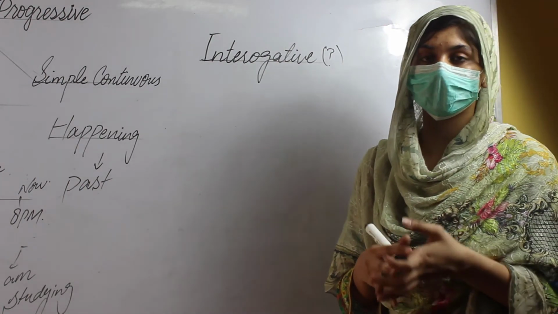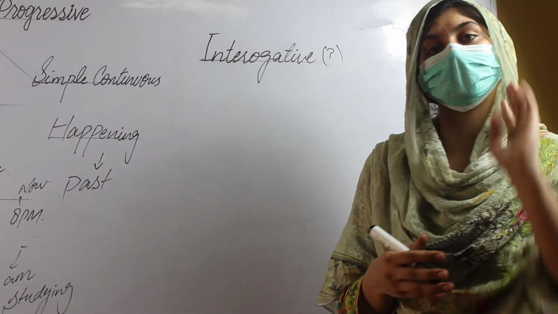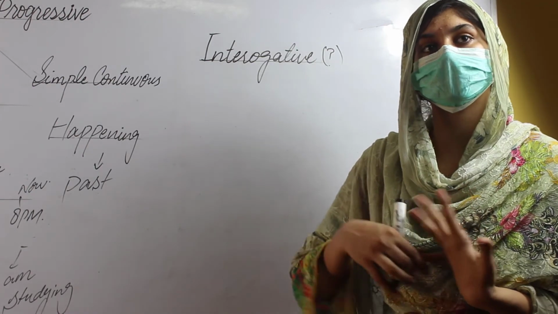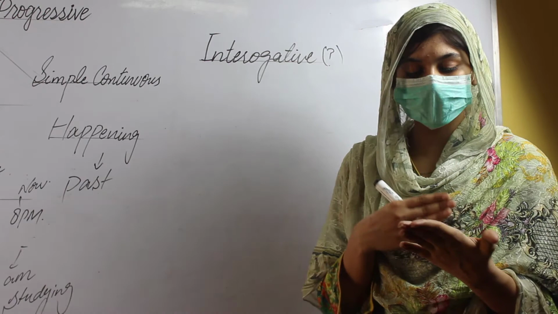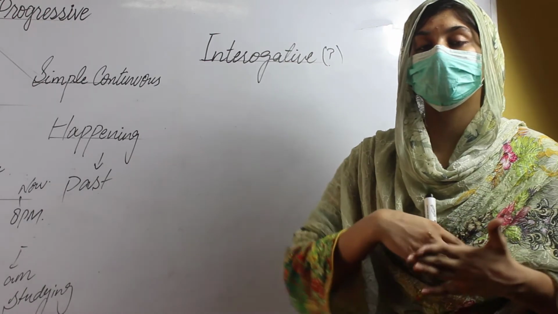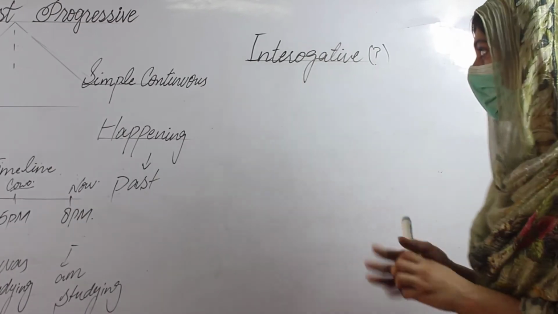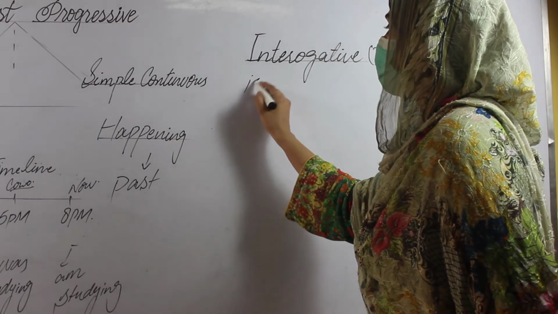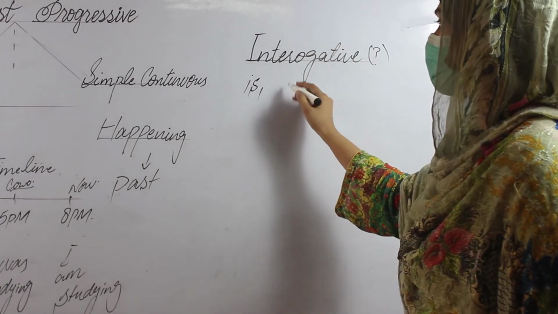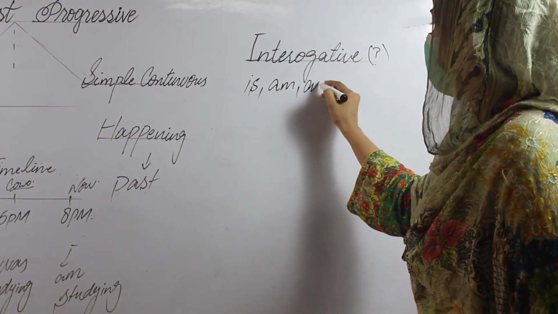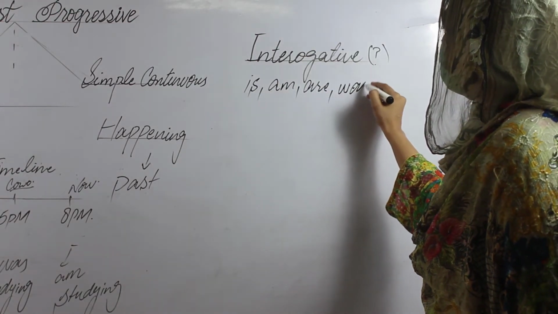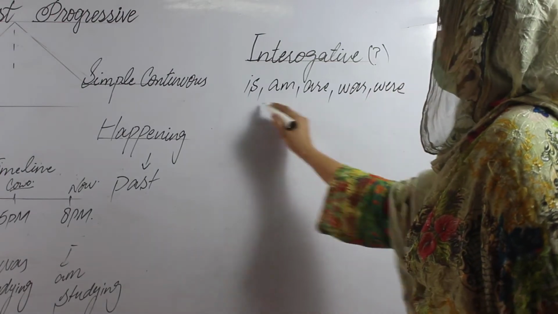But just for example, for the misconception, there is no question mark at the end of your statement. How can we guess that this one is an interrogative one? We can guess with the helping verb that comes at the very beginning of your statement: is, am, are, was, were, and so on.